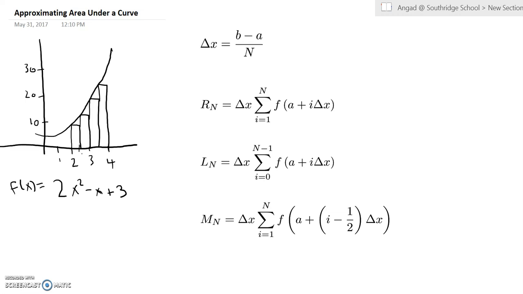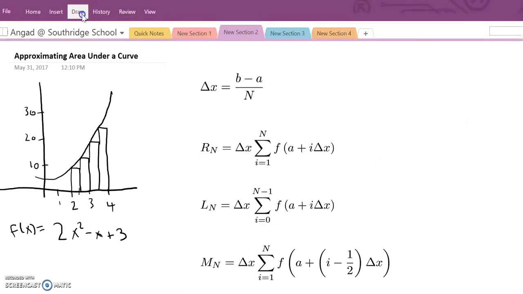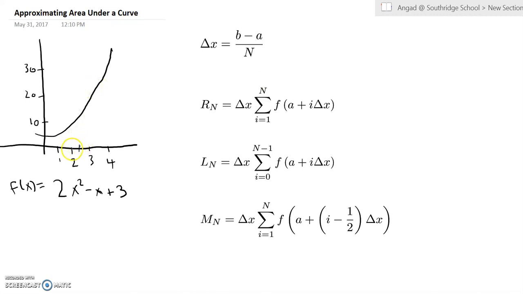Anyways, here is our midpoint formula. This is where the middle of the rectangle is on the line of the function. Again, I'll draw that quickly as an example. So the middle of the rectangle ends on the line of the function. Here's an example. Again, the middle is on the function.